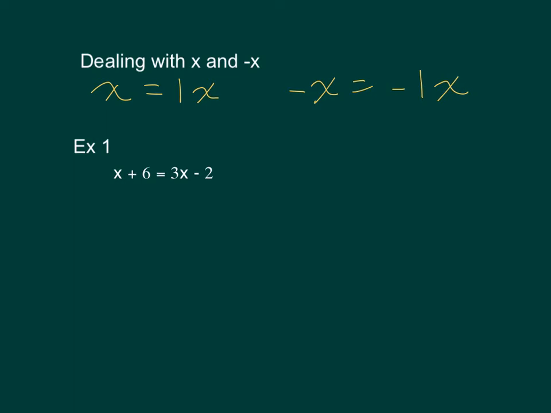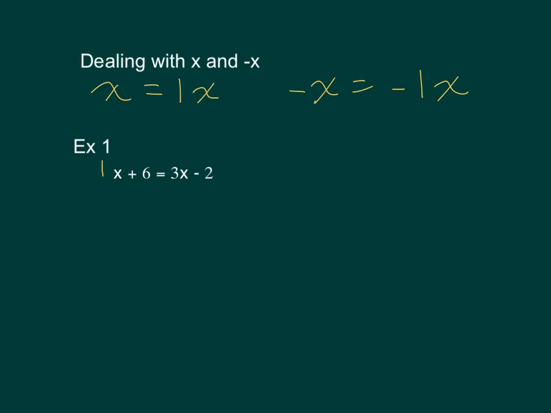So we'll get rid of our box here. x plus 6 equals 3x minus 2. Notice we have an x in here, so if it helps, we can just stick a 1 in front of that to help make sense of it. So 1x plus 6 equals 3x minus 2. Now we just solve as normal. We're going to try to get x by itself.